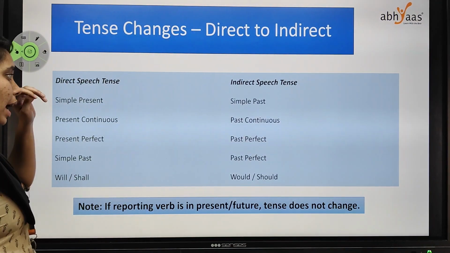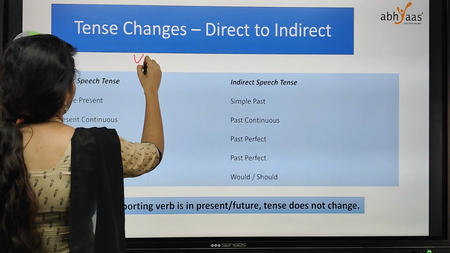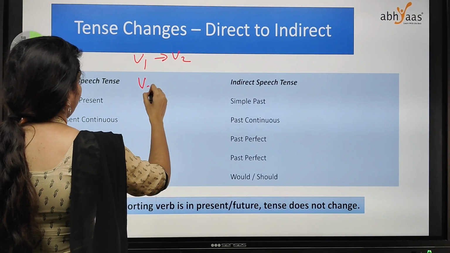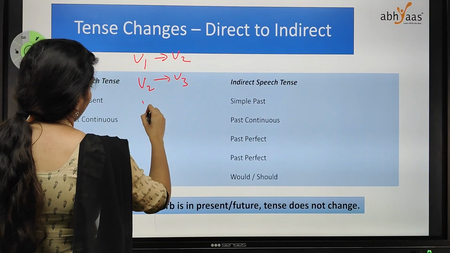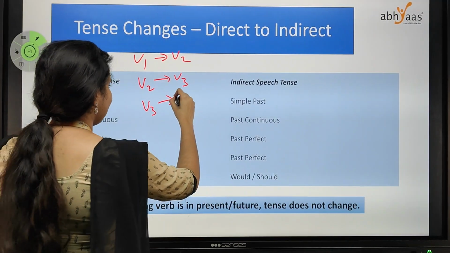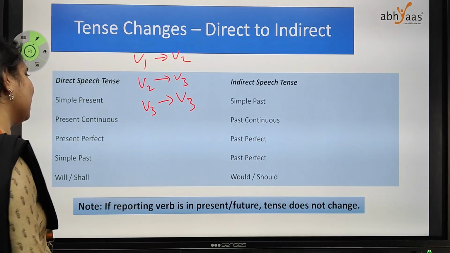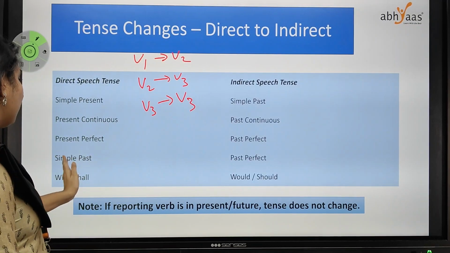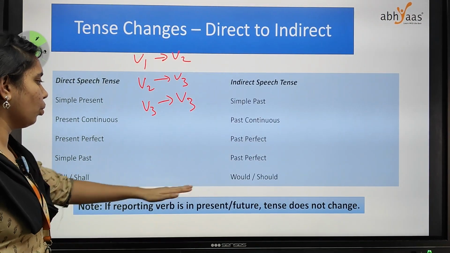Yeah, so as I told you, when it comes to tense change, you can just have simply one thing in your mind. Your V1 becomes V2. Simple present changes to simple past. Your V2 becomes your V3. Simple past changes to past perfect. And your V3 becomes your, do you think it's V4? No, it's V3, because there is nothing past V3, right? So simple present becomes simple past, present continuous becomes past continuous, present perfect becomes past perfect, simple past becomes past perfect, and will or shall would become would or should.